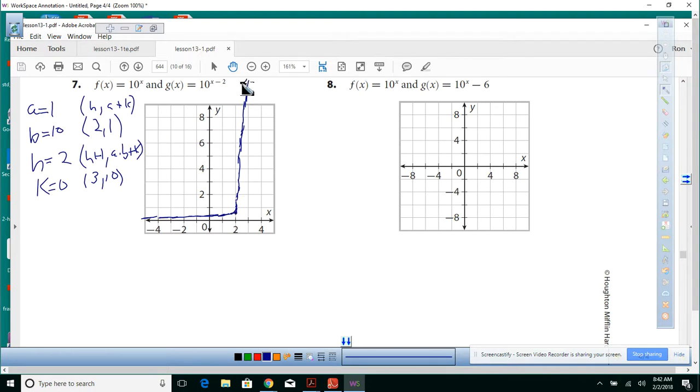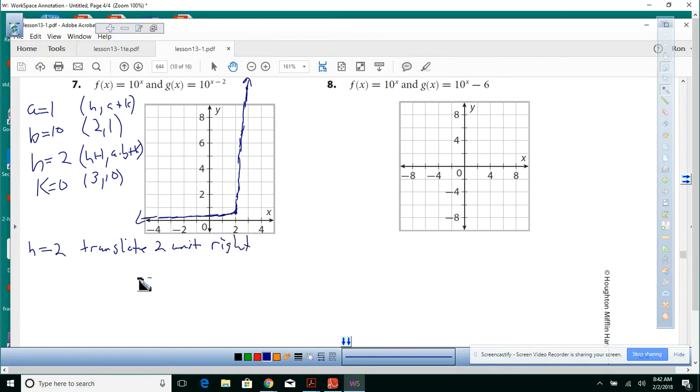All right. So, okay, what do we got here? h equals 2, so we're going to translate 2 units right.